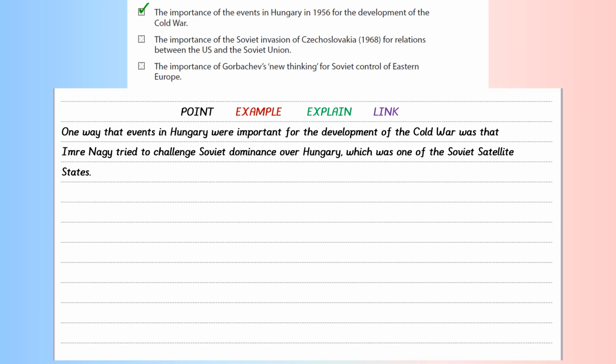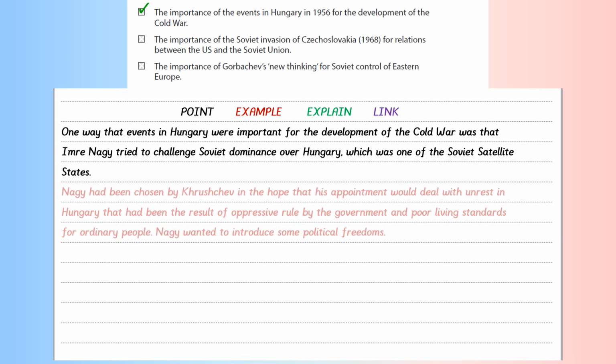One way that events in Hungary were important for the development of the Cold War was Imre Nagy tried to challenge Soviet dominance over Hungary, which was one of the Soviet satellite states. Nagy had been chosen by Khrushchev in the hope that his appointment would deal with unrest in Hungary that had been the result of oppressive rule by the government and poor living standards for ordinary people.